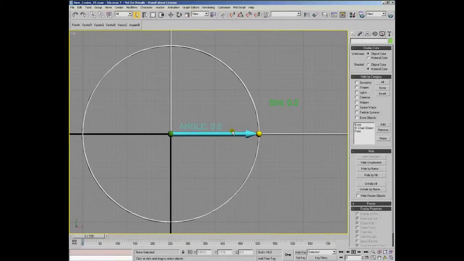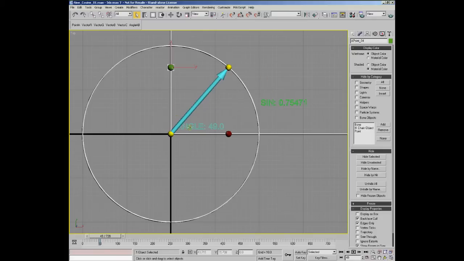Some basic understanding of trigonometric functions is required when working with vectors. Let's take a look at a circle with radius of exactly 1.0, a so-called unit circle. Any point on the circle defines a vector with length of exactly 1.0, which can be represented as its projections on the x and the y axis.